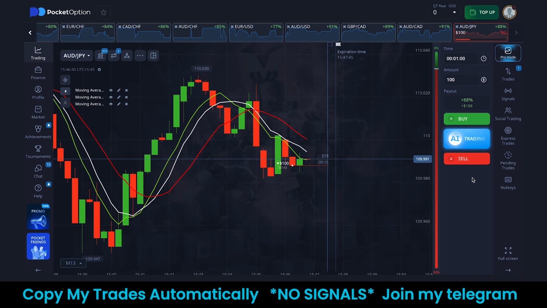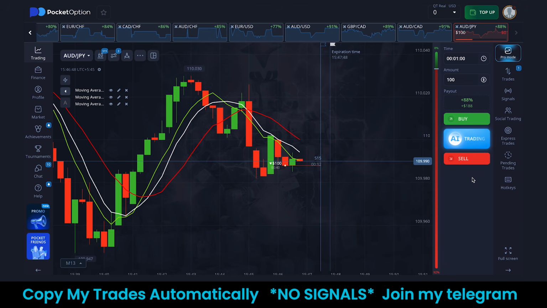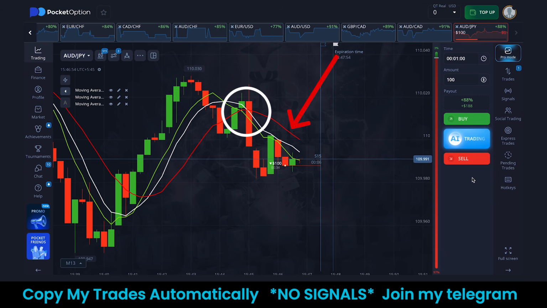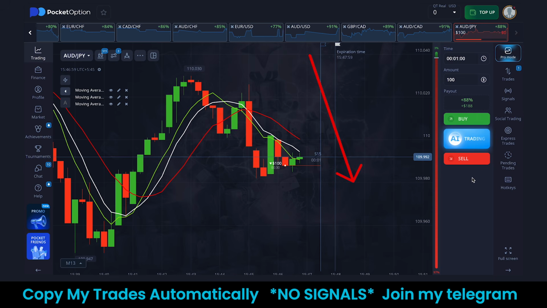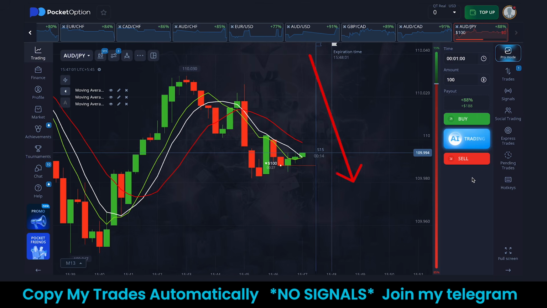Now, the reason I'm selling this is, as you can see, all of the moving averages lines have just recently intersected each other and they are all facing downward. And as you can see, the red line is on top and the green line is at the bottom, which indicates that the market will go bearish. So that's the reason I am selling here.